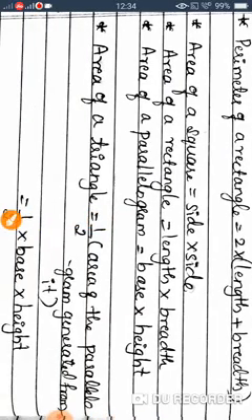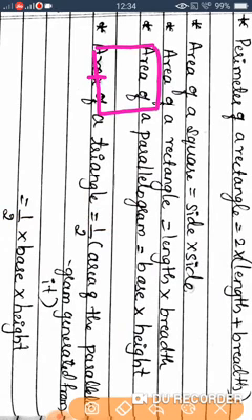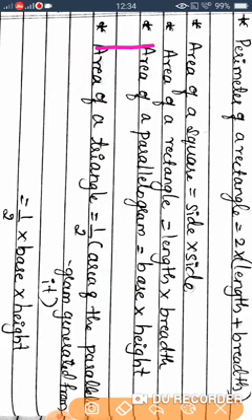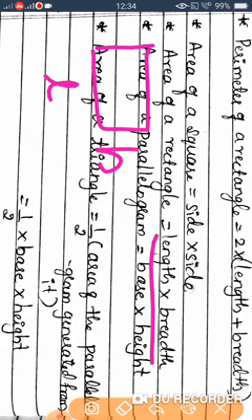Then area of a square. If the side is A, then A into A, or side into side, is the area of the square. If this is a rectangle, the area is L into B, length into breadth. That's all.